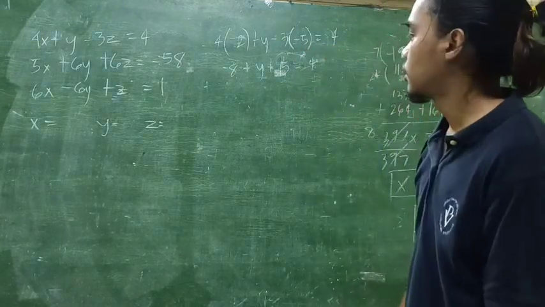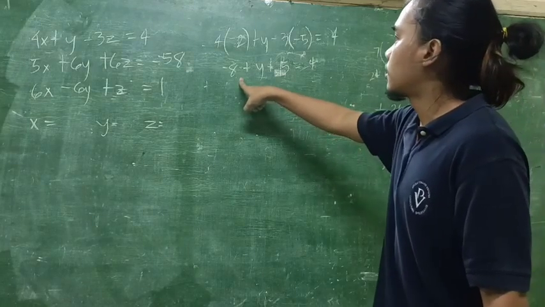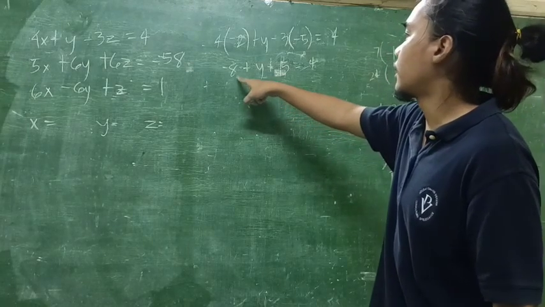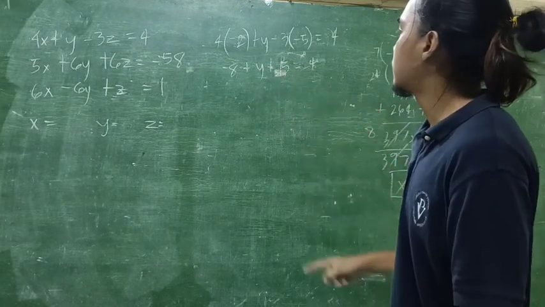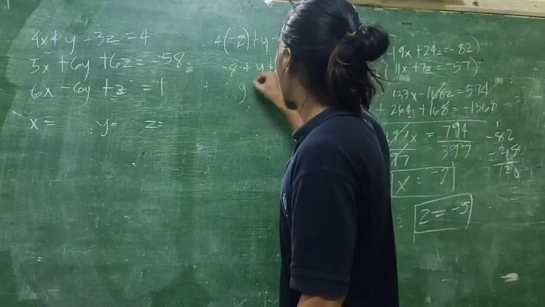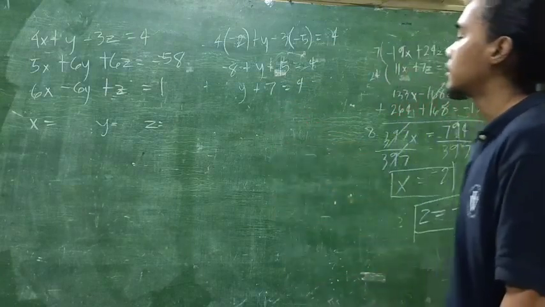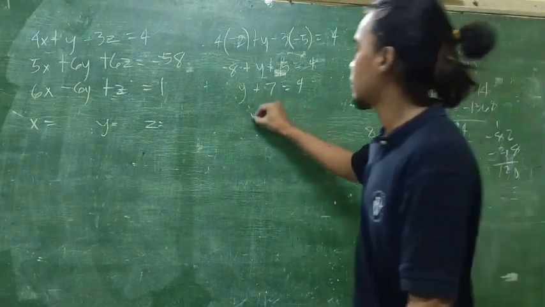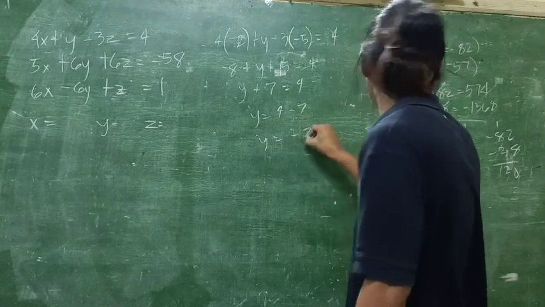So negative 8 plus 15 is 7. So y plus 7 equals 4. Transpose 7 to the other side. So y equals 4 minus 7. Y is equal to negative 3.